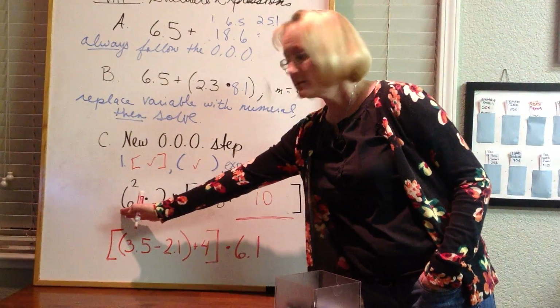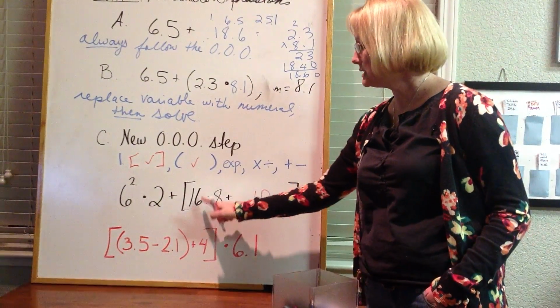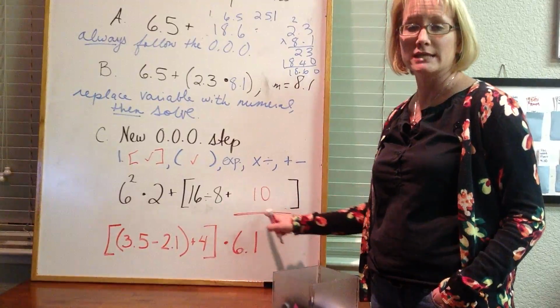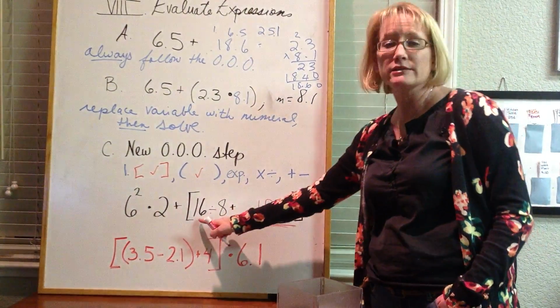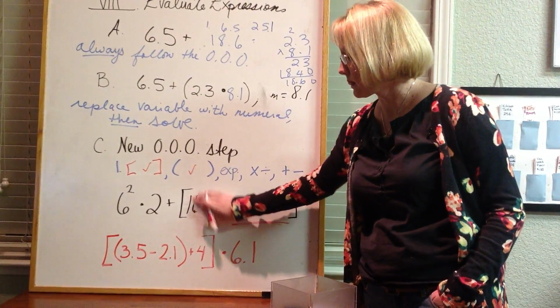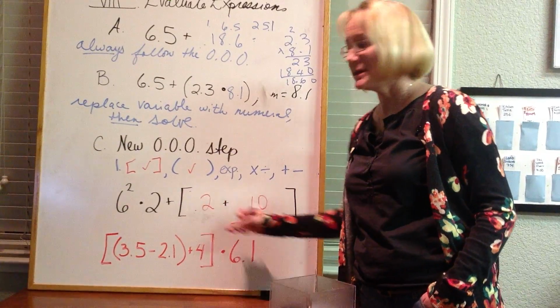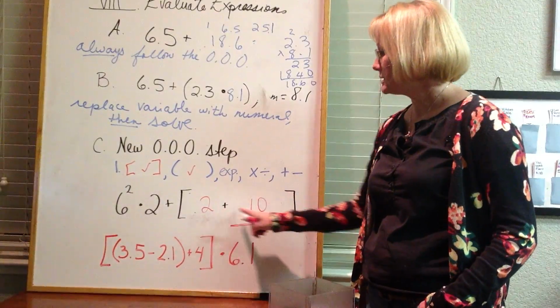Okay, so now we look out. Should we do this stuff first now? No, we're still working inside of our bracket. I have a 16 divided by 8 and an 8 plus 10. What should I do first? Well, according to our order of operation, we're going to then divide. 16 divided by 8 is 2. Are we ready to move out of our brackets? Nope, we've got to finish everything inside there. 2 plus 10 is 12.